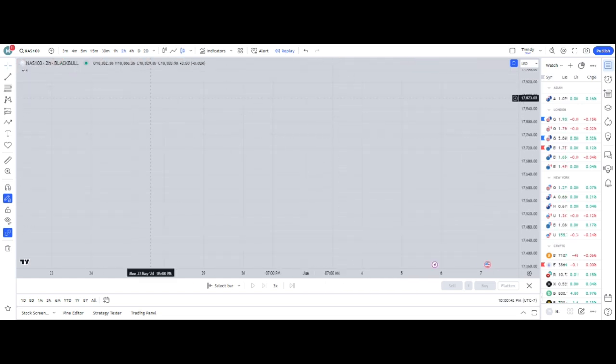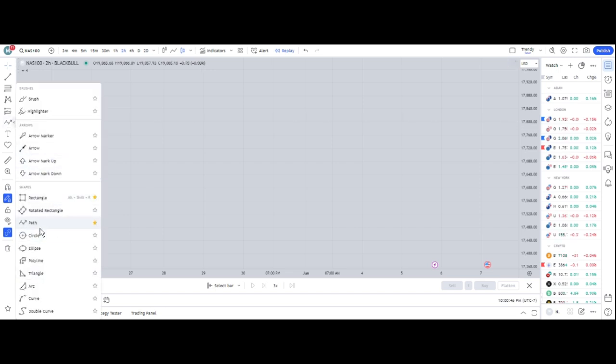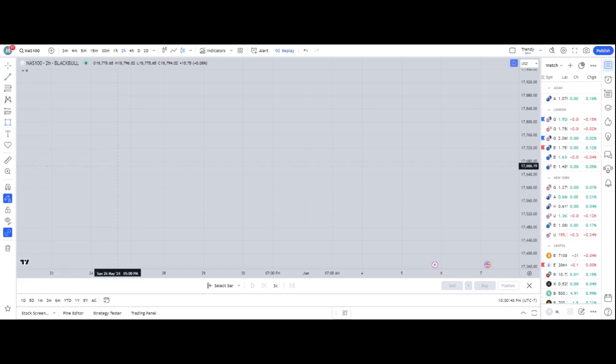So if you trade the pin bar or engulfing, 9 times out of 10, this is how you trade it. Let's say we got a bearish engulfing. So we got a bullish candle, and then the next candle was a bearish candle, right?